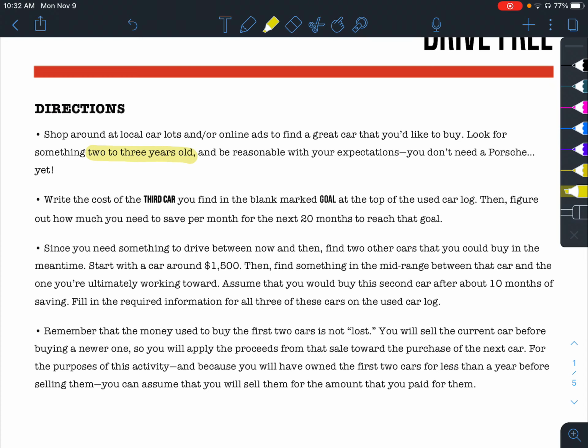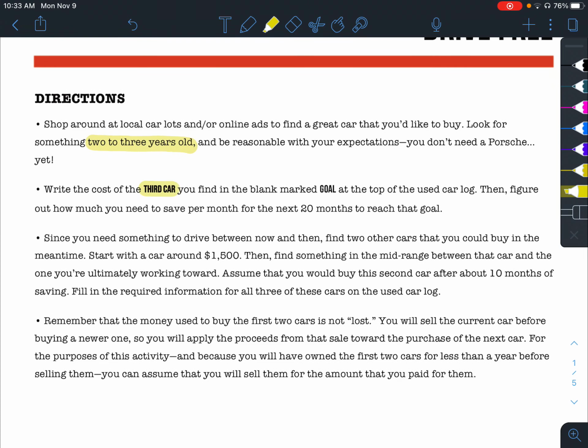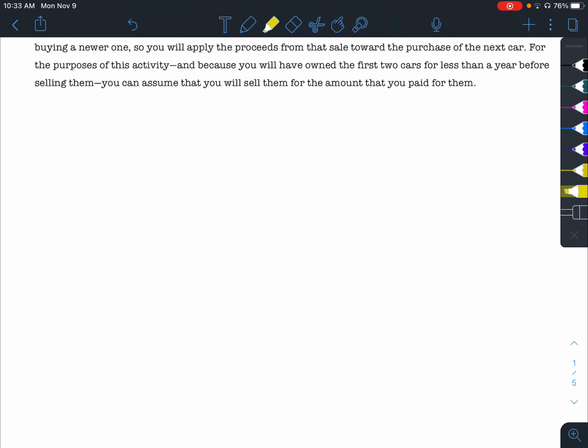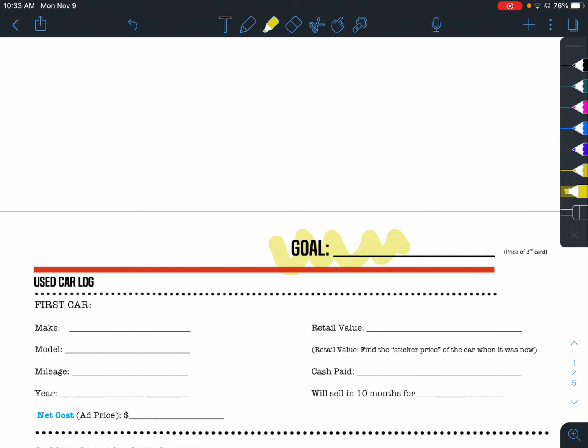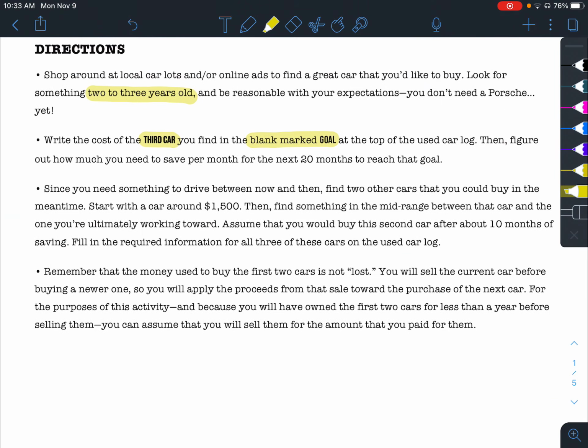The cost of the third car you end up finding, so there's a series of 3 different cars I'm looking for, you're going to write on the blank marked goal at the top of the used car log. So this blank right here says goal. That's just the price of the third car. So you don't have to fill that out until you actually find that car. Then figure out how much you need to save per month for the next 20 months to reach that goal.